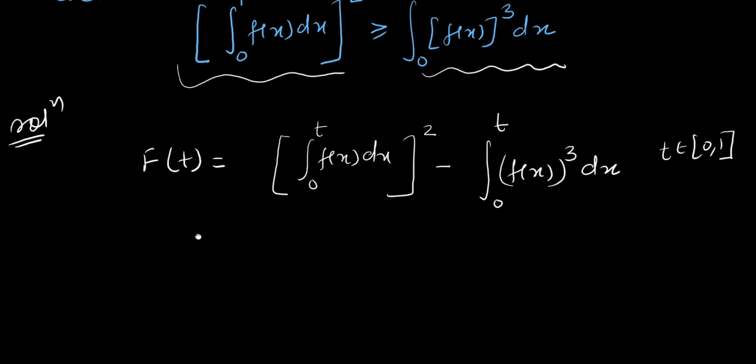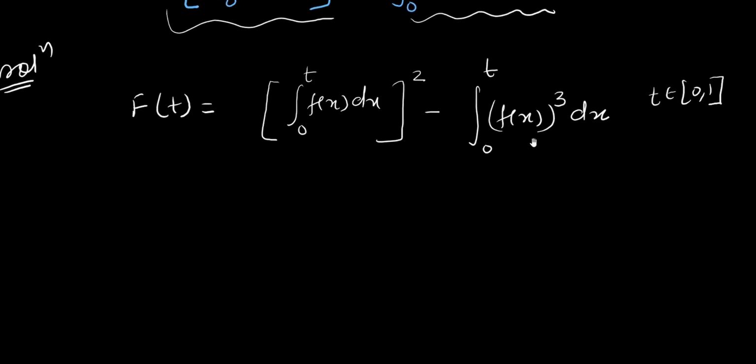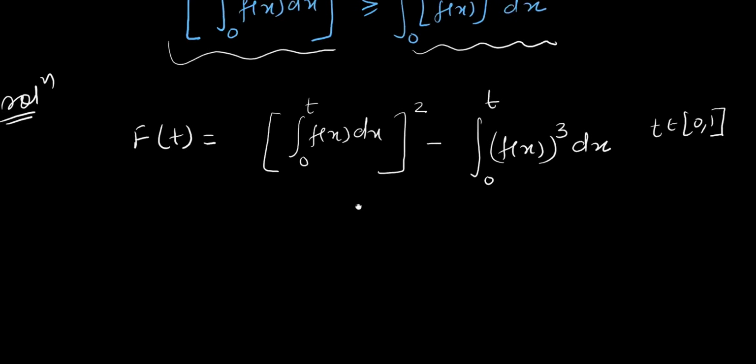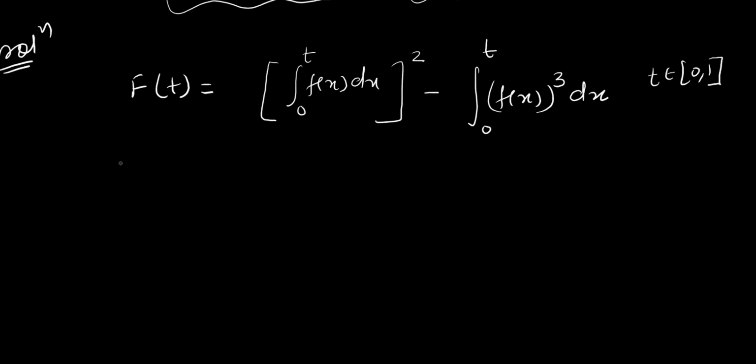Now I just want to prove that F of t is greater than or equal to 0 for every t belonging to this interval. If we prove this, then automatically the condition for F of 1 will be satisfied. Correct? How can we prove this? First, I checked the value of F of 0, which is turning out to be 0.